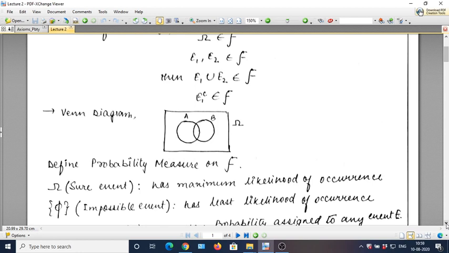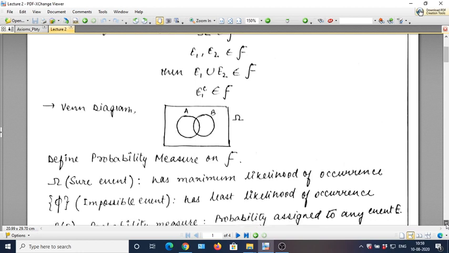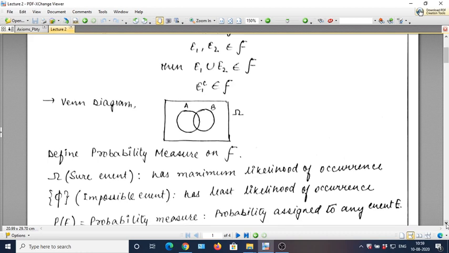The first thing that we can easily come up with is that the sample space is nothing but a sure event, because when we conduct an experiment, one of the various outcomes associated with the random experiment has to occur. This means that if you define the sample space itself as an event, that event will definitely occur, or it is a sure event. So the likelihood of the sample space occurring should be the maximum one. It should have a maximum likelihood of occurrence.